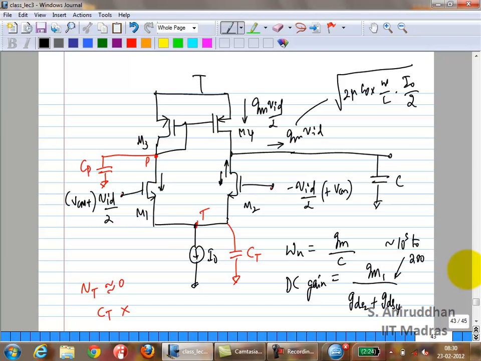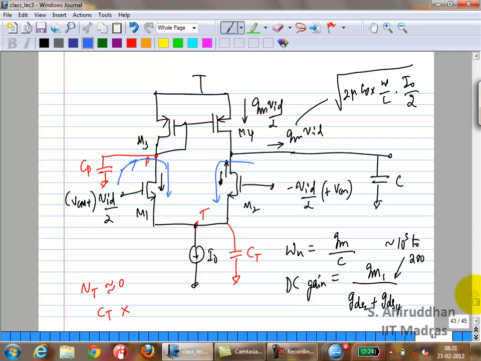What happens to the current from M2? Anybody? So the current from M2 has no problem. Minus GM VID over 2 is going to flow like this. What happens to the current from M1? All of it is going to flow like this through the capacitance. So your actual transconductance at very high frequencies is actually going to be GM1 over 2. Okay, that is quite often a way to find out where your zero should be and where your pole should be.